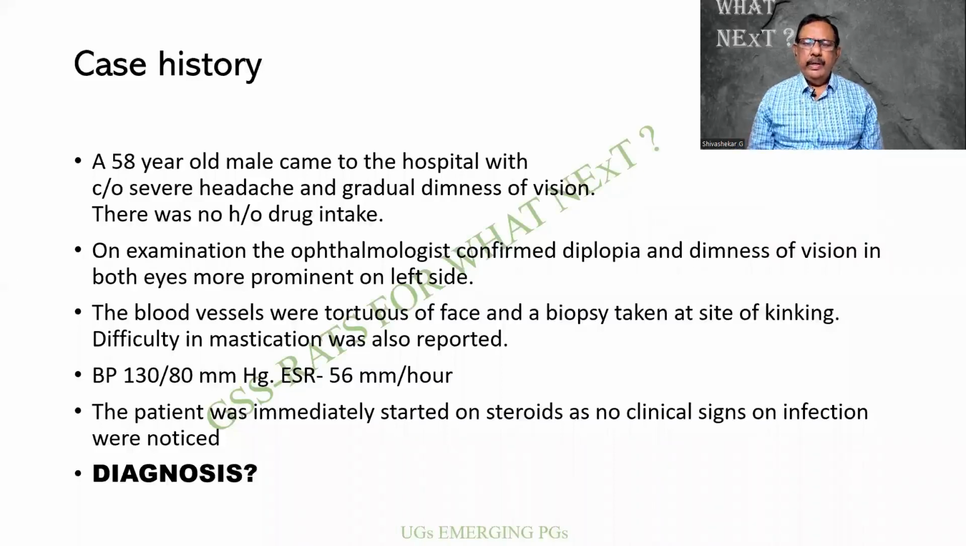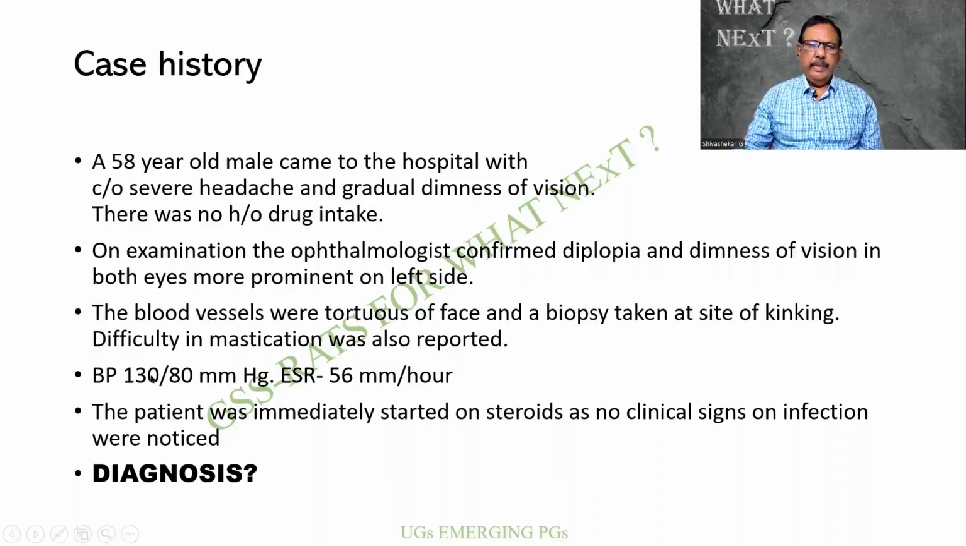A 58-year-old male came to the hospital with complaints of severe headache and gradual diminution in vision. There was no history of drug intake. On examination, the ophthalmologist confirmed diplopia and dimness of vision in both the eyes. It was more prominent on the left side. The blood vessels were tortuous on the face and a biopsy was taken from one of them. In addition, the patient had given a complaint of difficulty in mastication.